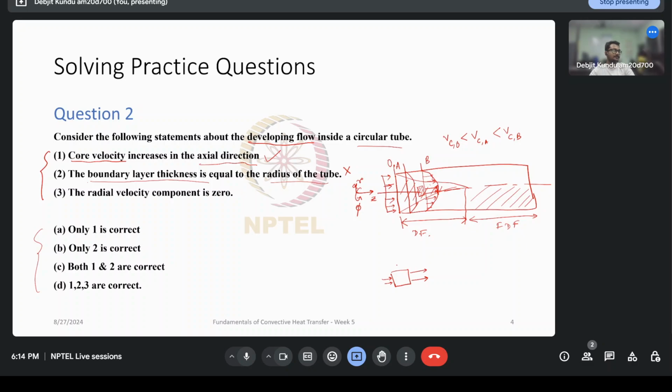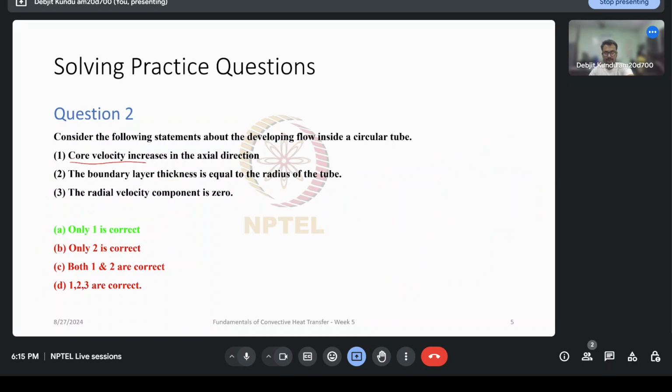So as a result, there should be some leakage in order to maintain the mass flow rate in the radial direction as well, right? Because there's a difference between what comes in and what goes out in the x directions or the axial directions. So as a result, there will be a small but finite radial velocity. It won't be zero. So that is why this is also false. So as a result, the correct option to pick would be option A. There is only one is correct. And that is indeed the answer.